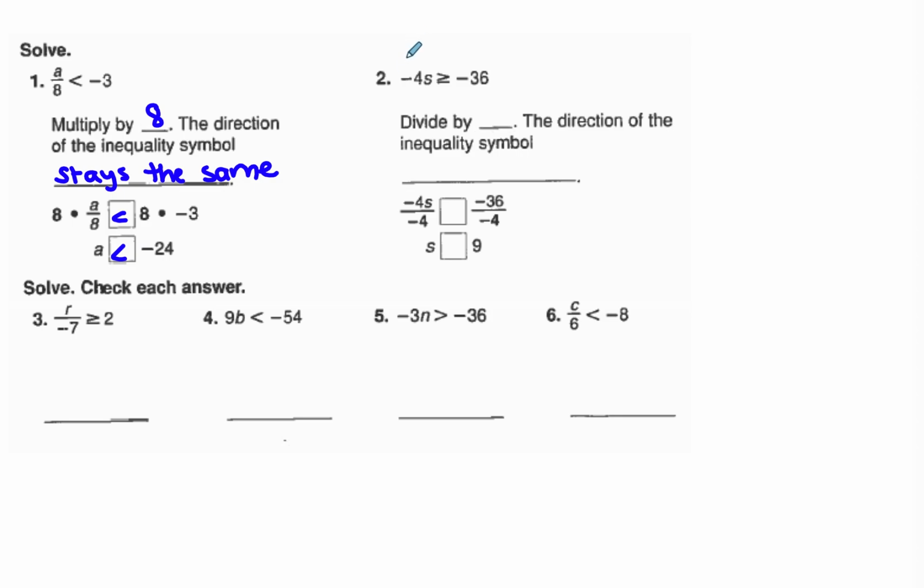All right, let's see. This is negative 4 times s is greater than or equal to negative 36. We've got a negative 4 in front of the s, so we have to divide by that negative 4. And that means our direction of the inequality symbol is going to change. So instead of greater than or equal to, now it's a less than or equal to. When you do your division, negative 4s divided by negative 4 is positive s. Our greater than or equal to becomes a less than or equal to. Negative 36 divided by negative 4 is 9.